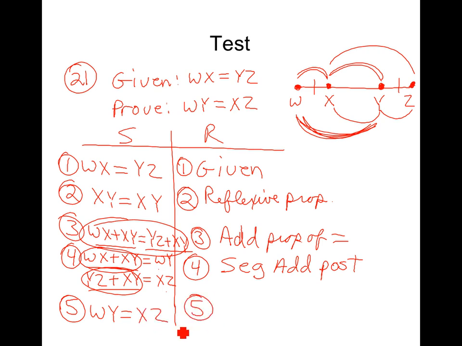What property did I use when I took these equal things out and stuck these two in their place? Substitution property.